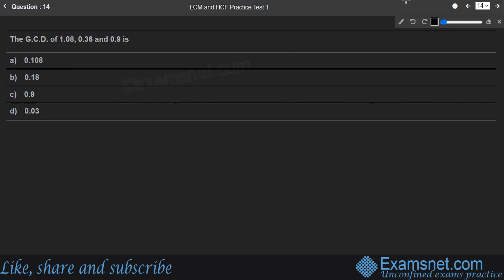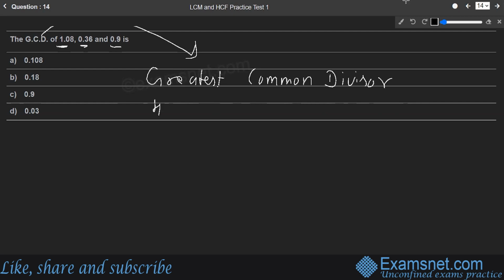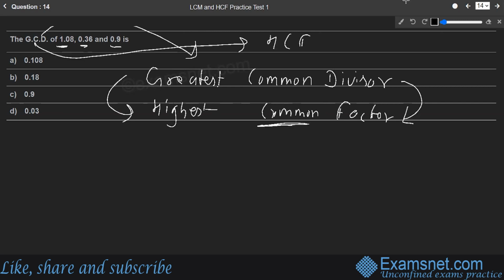Now, the next question is the GCD of 1.08, 0.36 and 0.9. This GCD is nothing new. The full form of GCD is greatest common divisor, which is nothing but equal to your HCF, that is highest common factor. You can clearly see that divisor is nothing but factor, greatest is nothing but highest, and common is the word common. So GCD is nothing but equal to HCF. So clearly we have to find out the HCF of these three numbers, that is 1.08, 0.36 and 0.9.